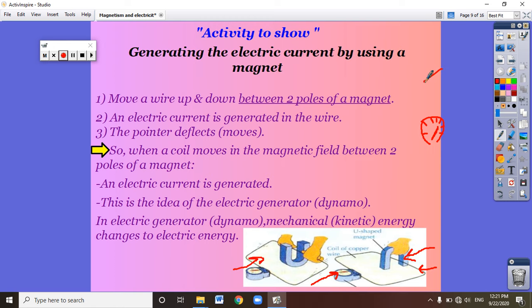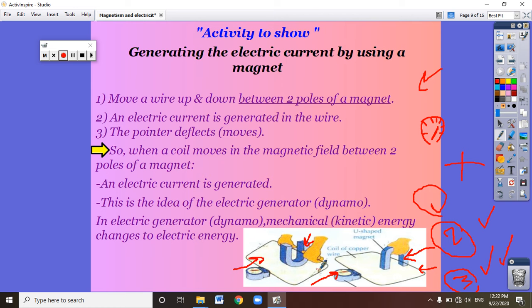So in this experiment, we do three things. Number one, we do not move the wire. What will happen? No electric current will generate. Number two, we will move the wire between the two poles of the magnet. What will happen? An electric current will generate. Number three, we will increase the movement of the wire between the two poles of the magnet. What will happen? The electric current will increase, or the intensity of the electric current will increase.